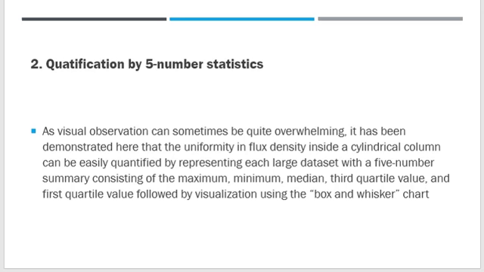Quantification by 5-number statistics. As visual observation can sometimes be quite overwhelming, it has been demonstrated here that the uniformity in flux density inside a cylindrical column can be easily quantified by representing each large data set with a 5-number summary consisting of the maximum, minimum, median, third quartile value, and first quartile value, followed by visualization using the box and whiskers chart.